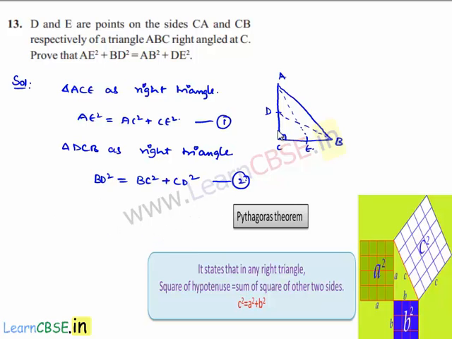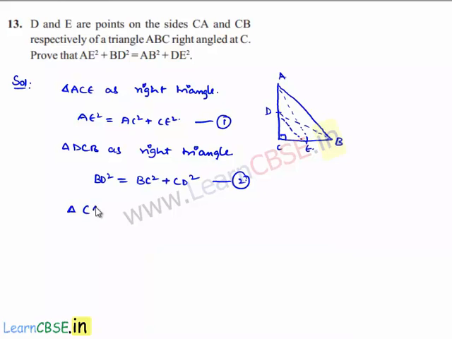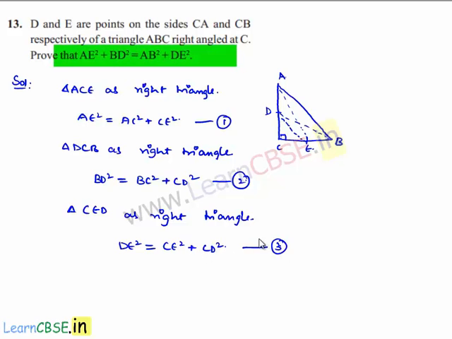Now let us join DE, then triangle CED will be also right angle triangle. In this also let us apply the Pythagoras theorem. Then we get hypotenuse square, that is DE square, is equal to CE square plus CD square. Let it be as equation number 3.